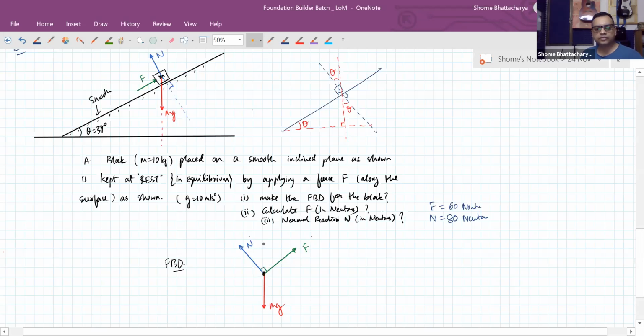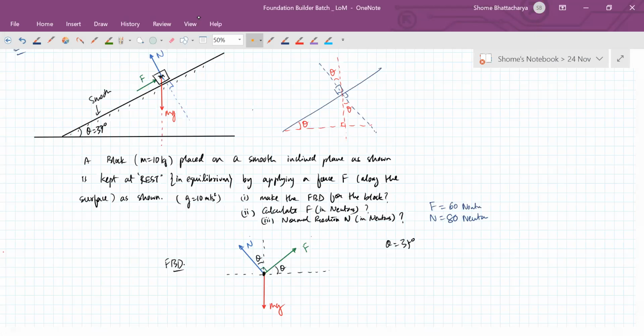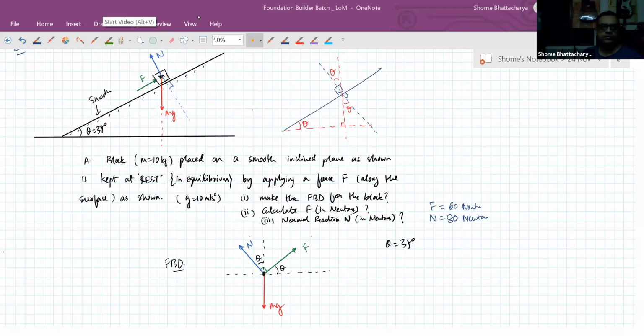And also, if we draw our horizontal and vertical like this, you can see this angle is equal to this angle, where theta is equal to 37 degrees. Alright, so hope this is clear.